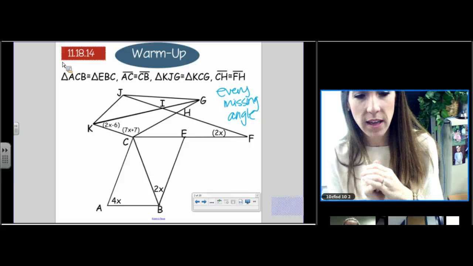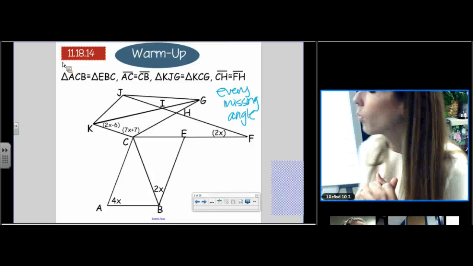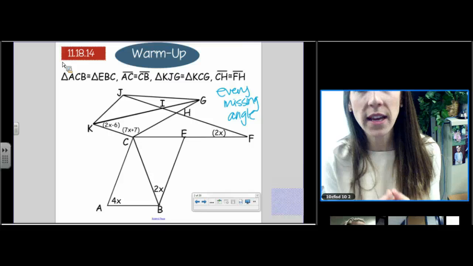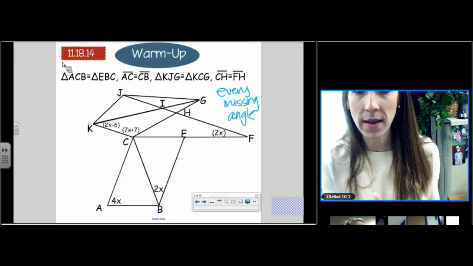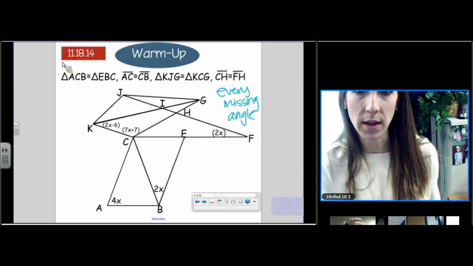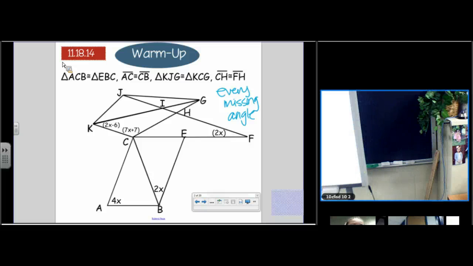All right, so now we're looking at the warm-up that's getting us ready for our assessment. What I would do on this warm-up and the assessment is take what we're given and mark our picture and then see what you know. Then read the next given statement, mark your picture, see what you know. Then read the next given statement. So what we're going to do is read this given statement.